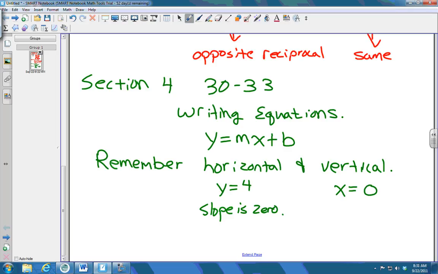Vertical. Vertical lines are x equals a number. Same way, y equals mx plus b won't work on that. Here the slope is undefined. Or 9 over 0, or some number over 0. If you end up with that, you can go the same way. This one equals 0. That one is undefined. You have to know the difference. Get one of those answers in your calculator.